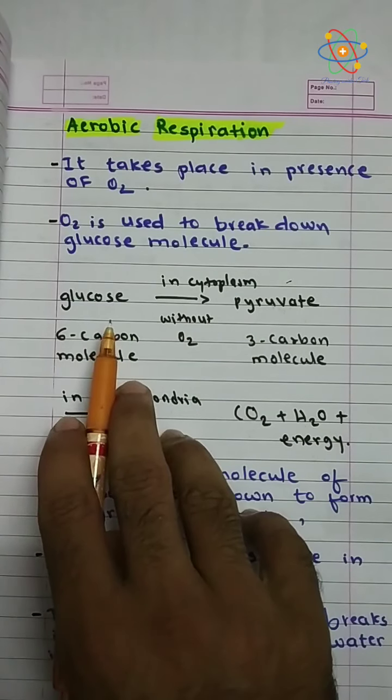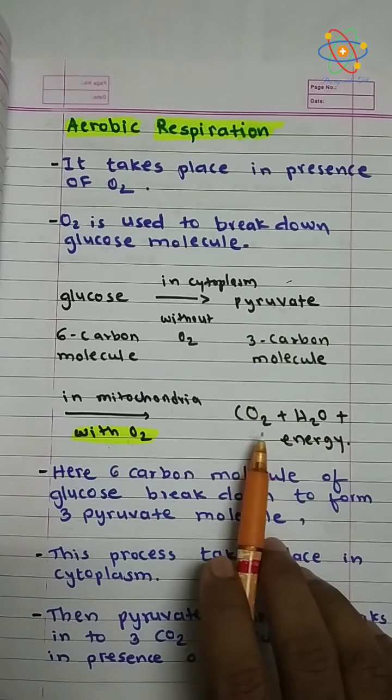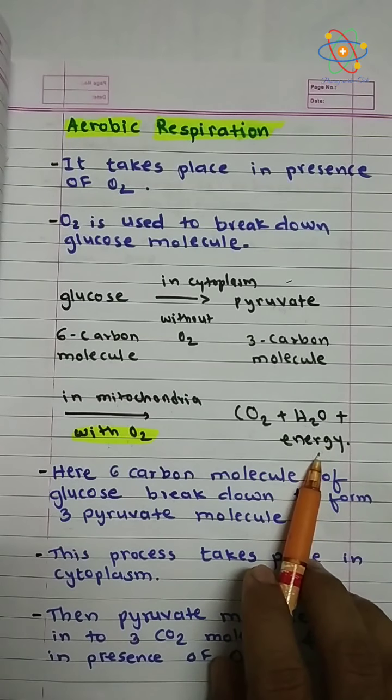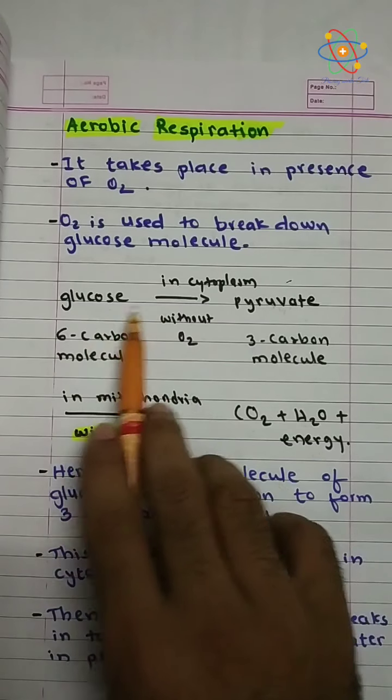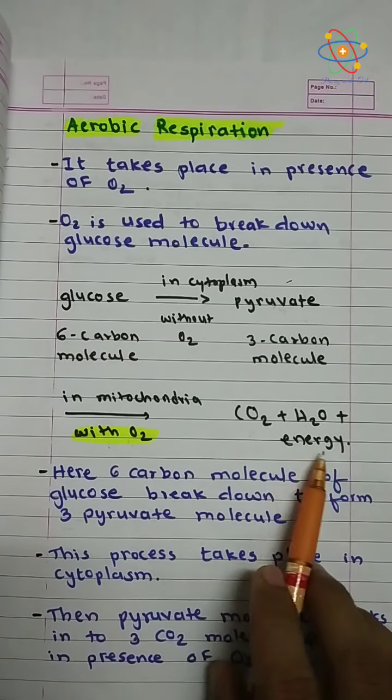Let's have a look at the reaction part. Glucose is converted into pyruvate and pyruvate is converted into carbon dioxide, water and energy. So this reaction takes place in two phases. In the first phase, glucose is converted into pyruvate, and in the second phase, pyruvate is converted into carbon dioxide and water.